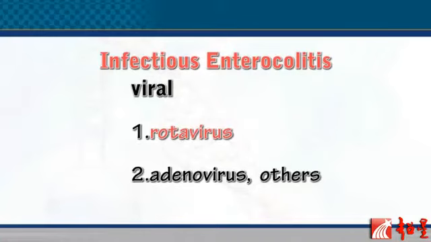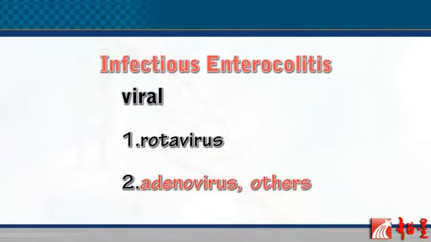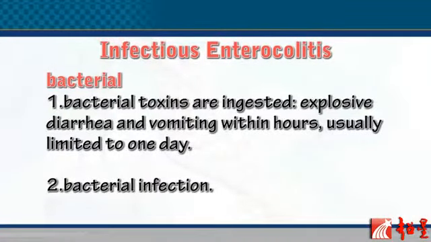The inflammatory disease is usually associated with a virus, mainly rotavirus. This virus always infects children after weaning, up to the age of 4 to 5 years. And this kind of inflammation causes death, 1 million deaths. And except for rotavirus, adenovirus is also a common virus causing this inflammation. The second factor is bacteria. The bacterial toxin or the bacterial infection can cause the inflammation.